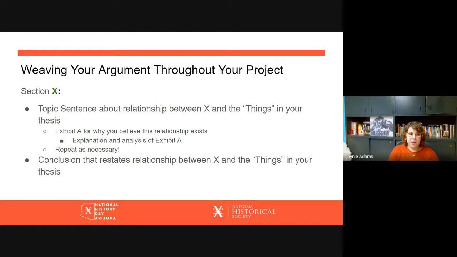So first you want to go with Exhibit A for why you believe that this relationship exists. So your first piece of evidence. And then once you introduce your first piece of evidence, you want to explain and analyze that piece of evidence, right? Always explaining why this evidence furthers your point. How does this piece of evidence further your argument? And then you can repeat that as necessary.